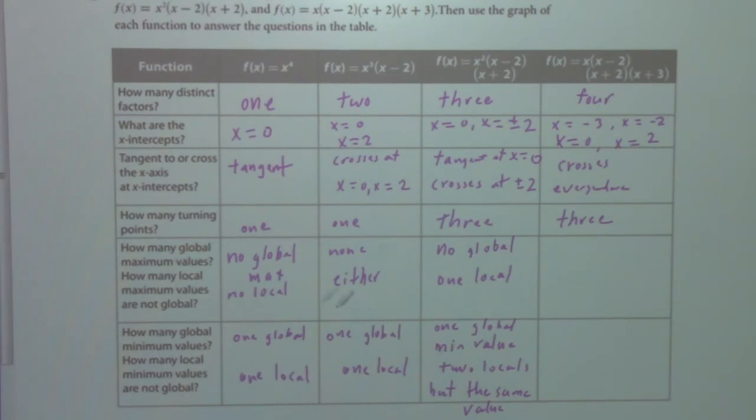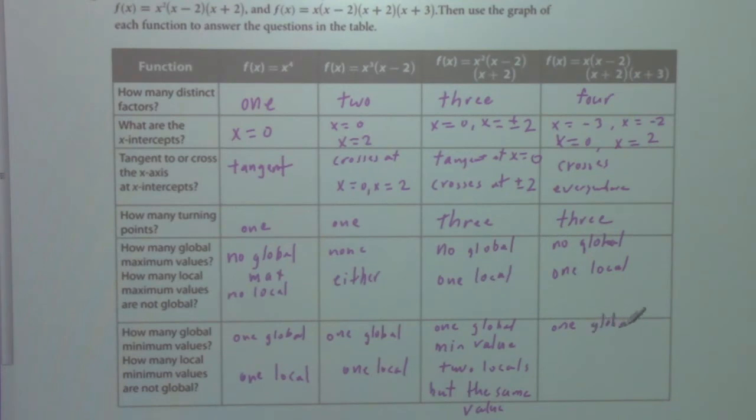How many global maximum values do we have here? Well, we don't have any globals, right? So no global, but one local. Okay, how many local maximum values do I have here? 1 local. And how many global minimum values do we have here? 1 global minimum.